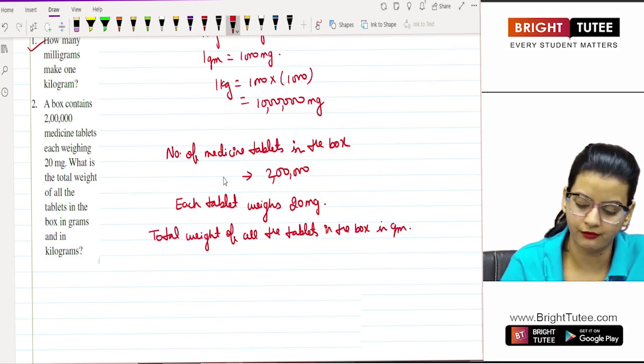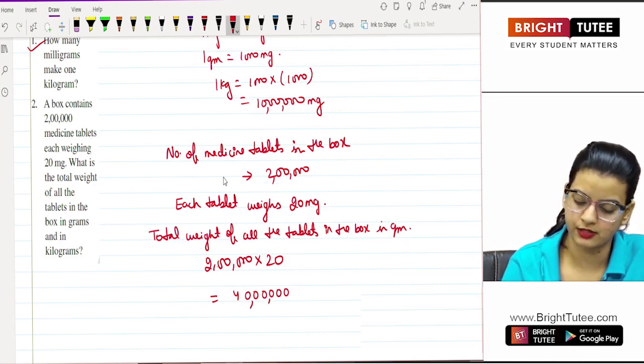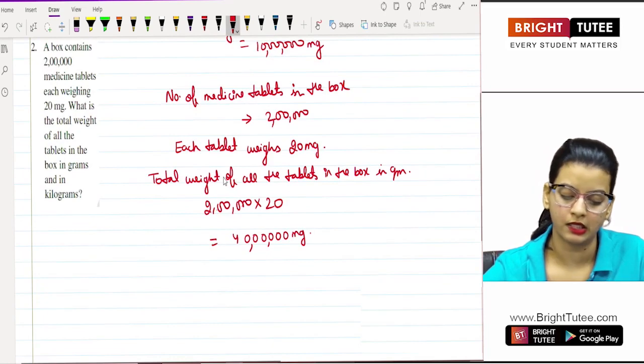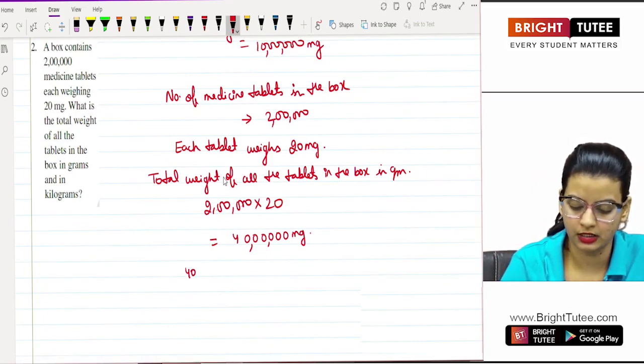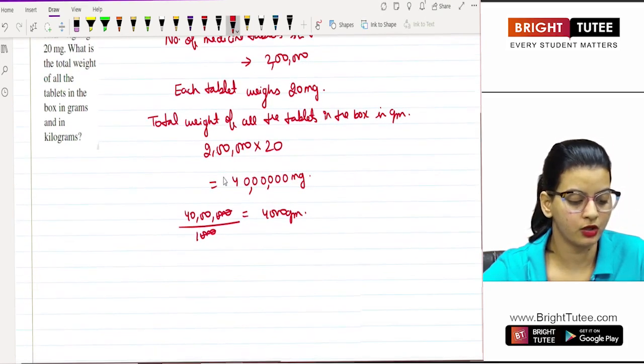So for grams, we have got, first of all, 2 lakh tablets into 20. So we have got 2 into 2 is 4. And how many zeros do we have? 1, 2, 3, 4, 5 and 6 zeros, and then we have got 4. Let me put commas. So this is 40 lakh milligrams. Now we have to convert 40 lakh milligrams into grams. So 40 lakh milligrams divided by 1000, so this is 4000 grams.